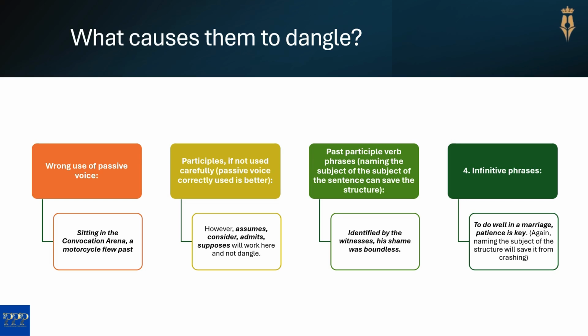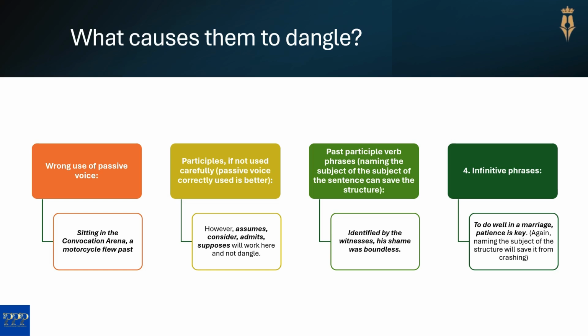Then, with past participle verb phrases, naming the subject of the sentence can save the structure. So: identified by the witnesses, his shame was boundless. It was the criminal that was identified by the witnesses. So: identified by the witnesses, the criminal's shame was boundless. In this case, you need to name the subject. That's the point we are making here. Otherwise the questions are, whose shame? And I think from the examples we have done already, we have shown that.